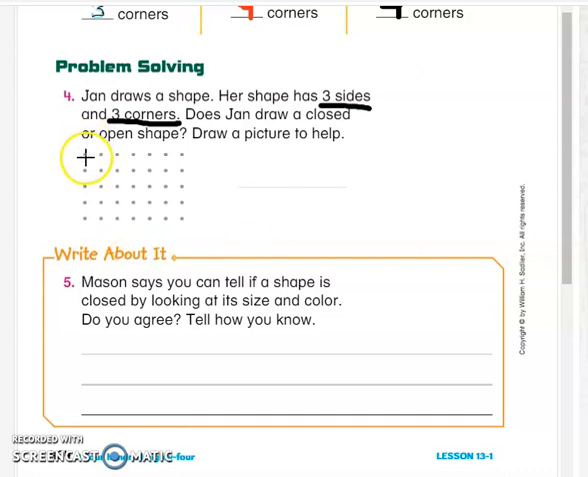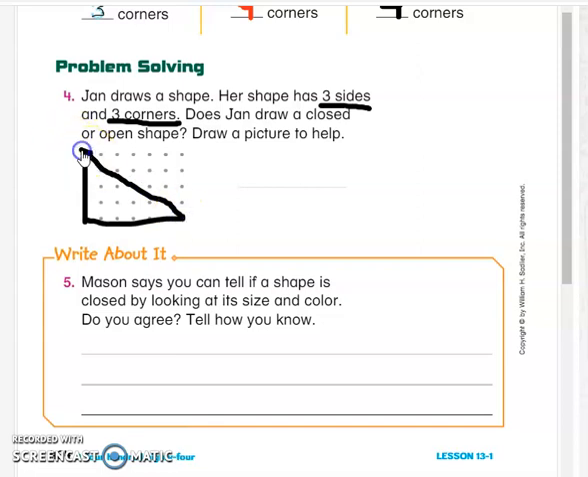Let's first start by drawing some sides. So I'm going to start with 1 side. And then I'm going to draw my second side right here. So I have 2 sides right now. If I drew a third side right here, then I would only have 1 corner here and 1 corner here. I need 3 corners, so it's important that my third side goes from here down to this side over here.